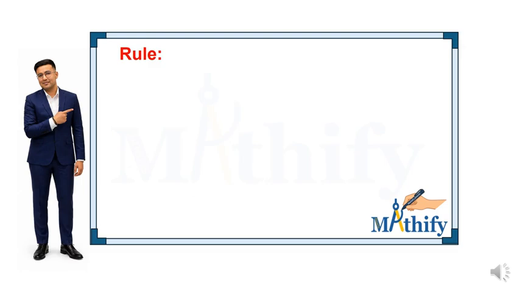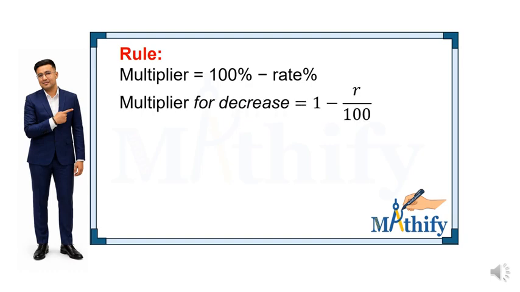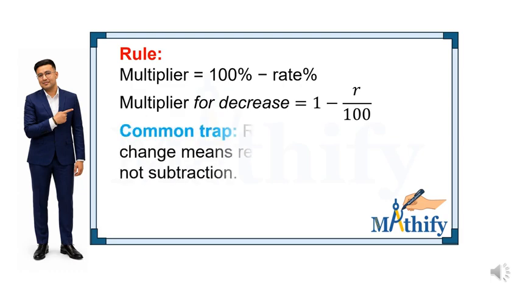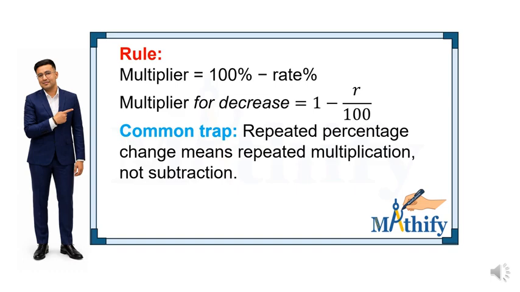What is the rule for depreciation? The multiplier is equal to 100% minus the rate as a percentage. So the multiplier for decrease is equal to 1 minus R, as an interest rate as a percentage, divided by 100. The common trap: repeated percentage change means repeated multiplication, not subtraction.